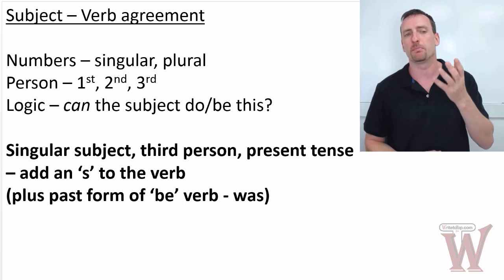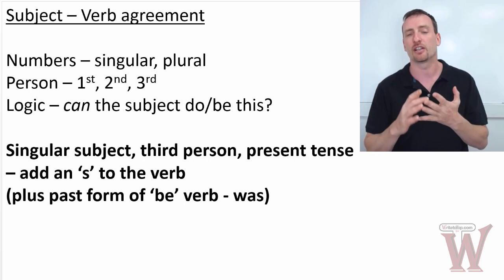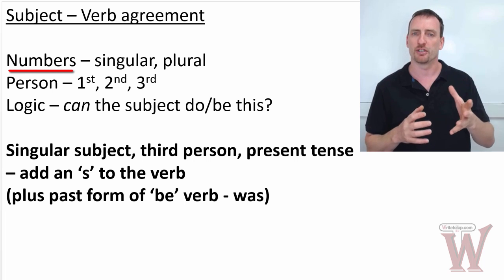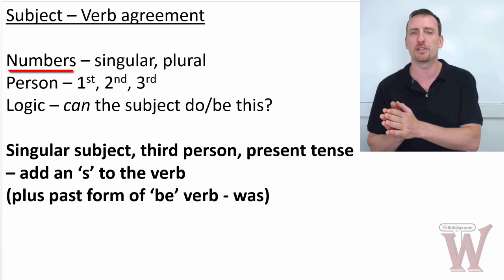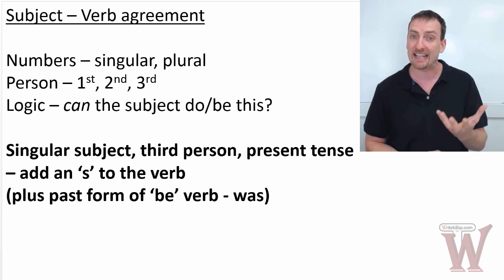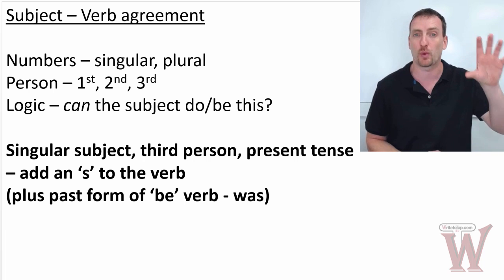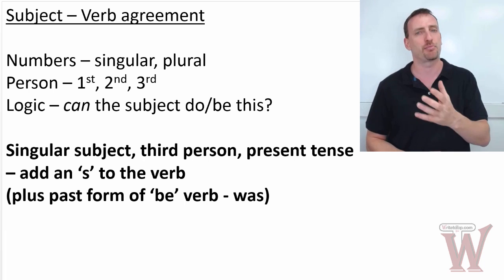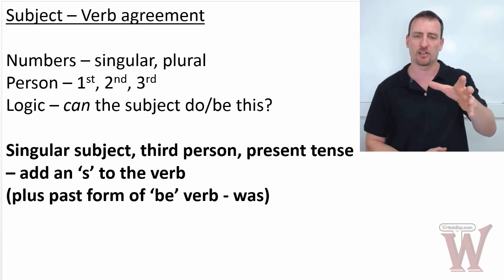A subject and a verb must agree in terms of number, person, and logic. In terms of number, a singular subject must have a singular verb, and a plural subject must have a plural verb. Of course, it's very important that you recognize whether the subject is in fact singular or plural, okay? If you can't even recognize what the subject is, you're going to have a problem agreeing with the verb.